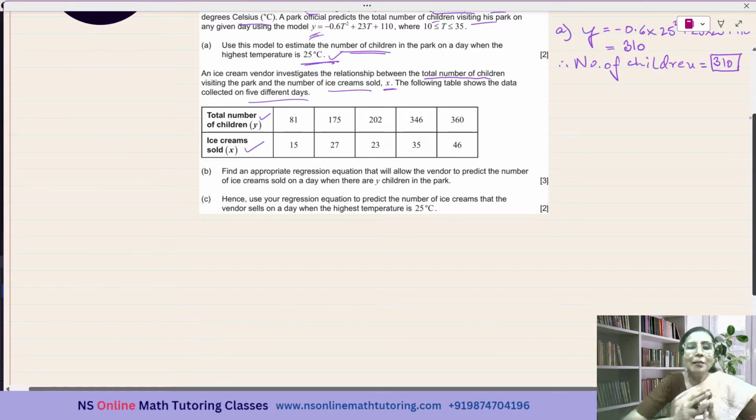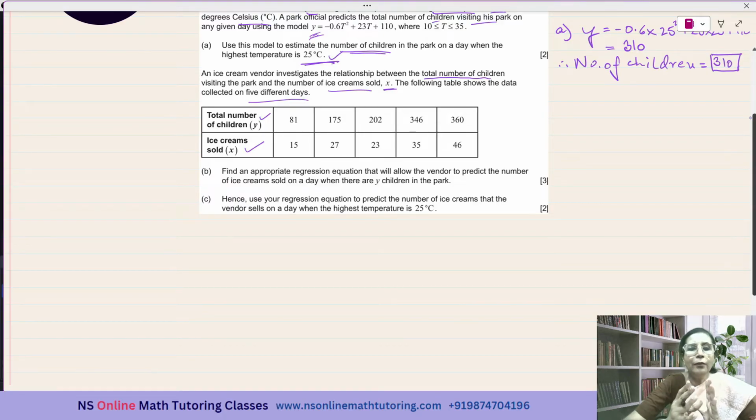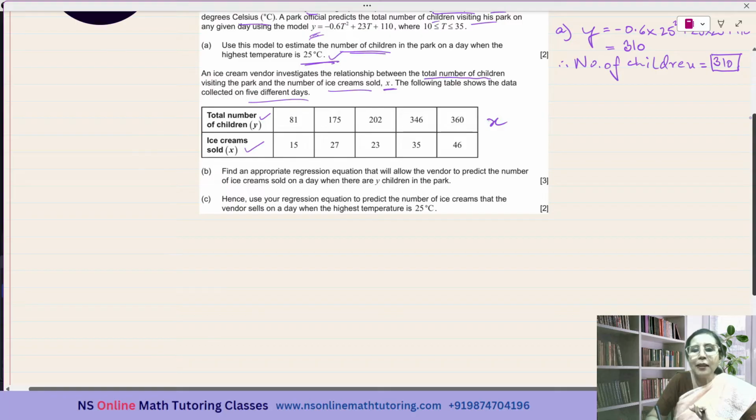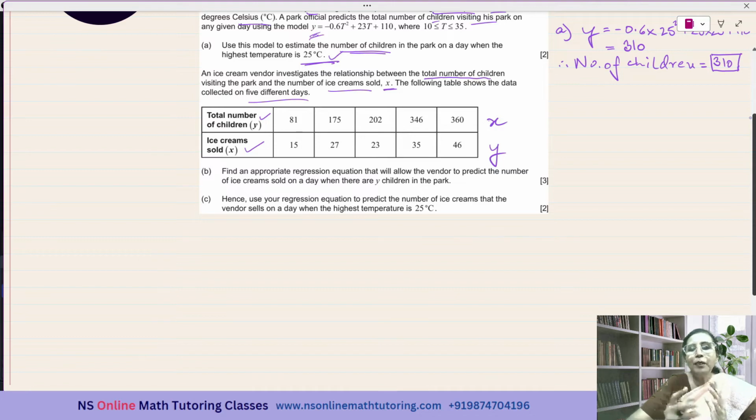Now, for this table, we are always familiar with this type of table where the first row contains the X variables and the second row contains the Y variables. That is what we usually see. And the X variable denotes the values for the independent variable and the Y values are those for the dependent variable. That is what we see normally.